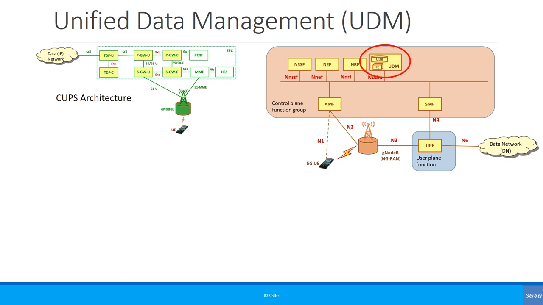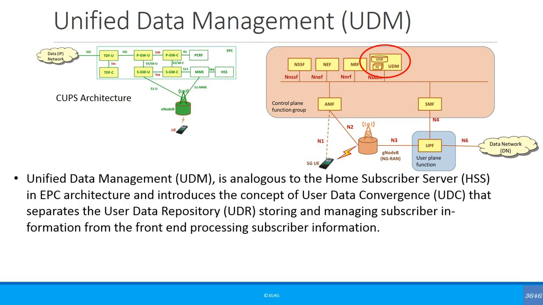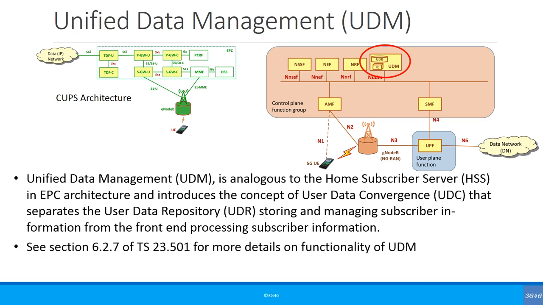The combined entity with FE and UDR is known as the Unified Data Management, UDM. So UDM is analogous, remember, analogous, not similar, to the Home Subscriber Server, HSS, in the EPC architecture and introduces the concept of user data convergence that separates the user data repository, UDR, storing and managing subscriber information, from the front-end processing subscriber information. Section 6.2.7 of 23.501 has more details on the functionality of UDM.